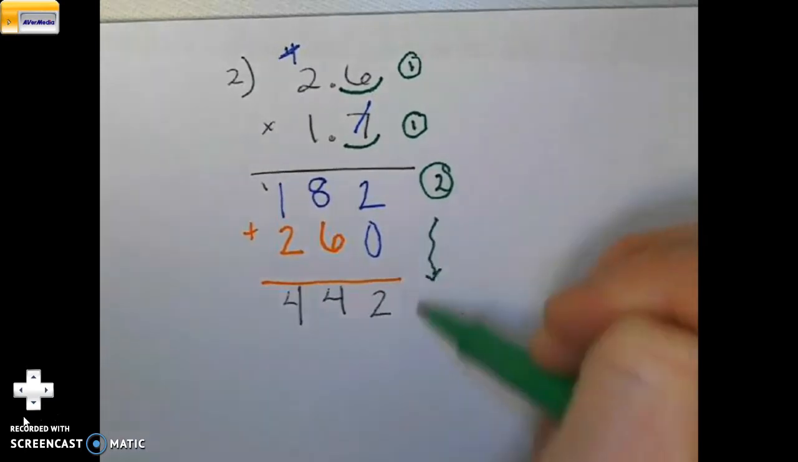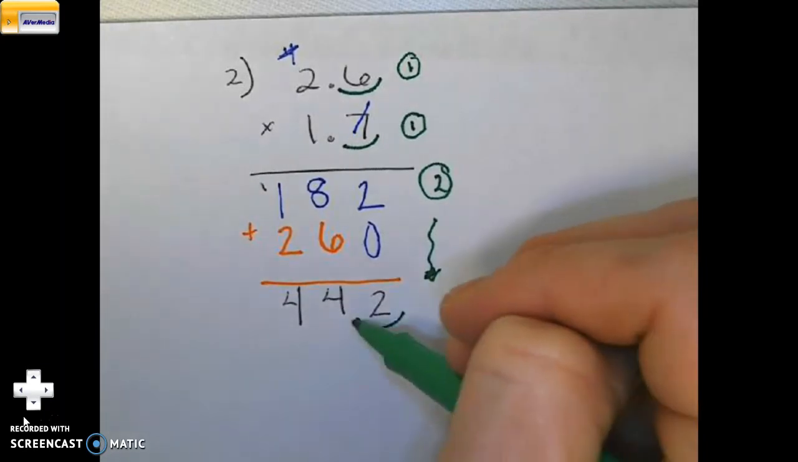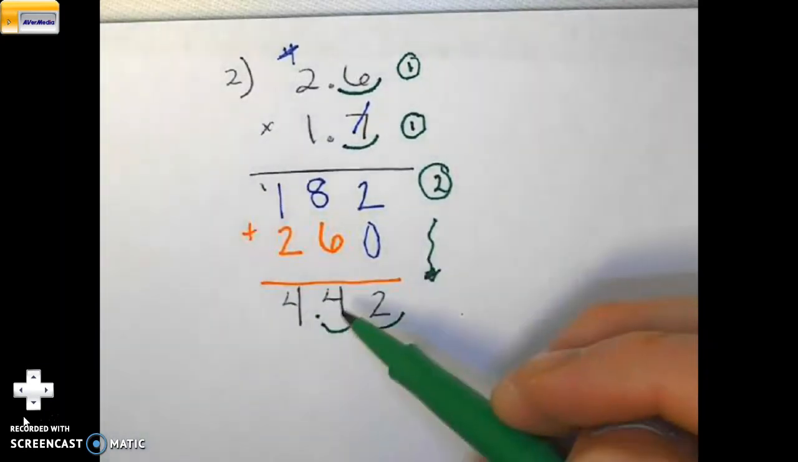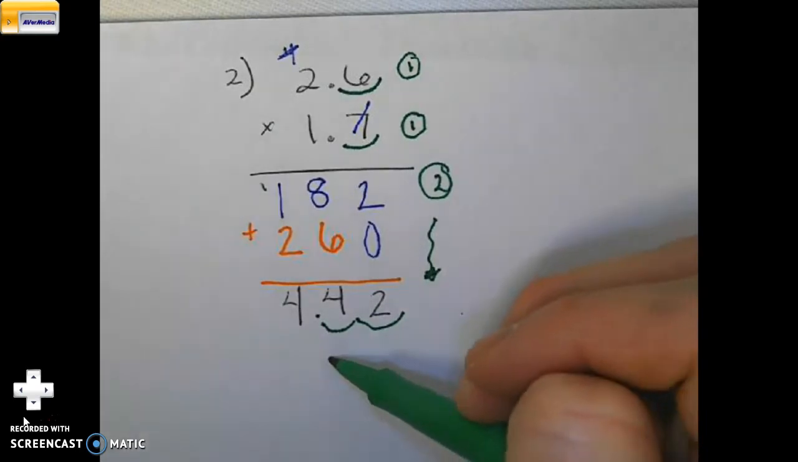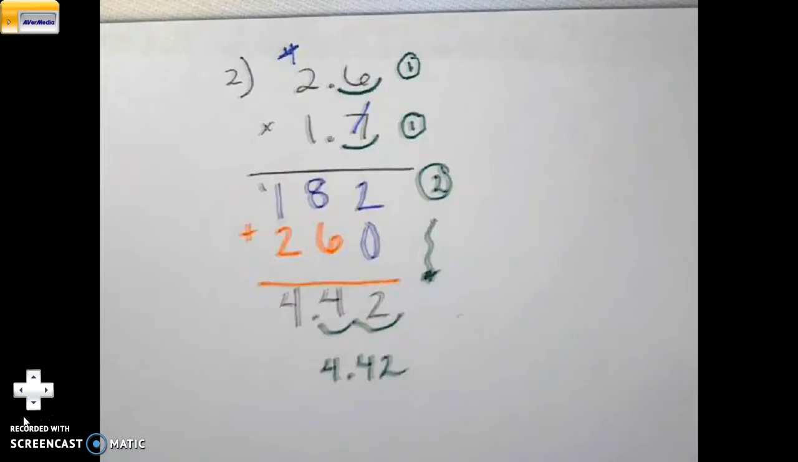This guy's going to scoot on down. I'm going to start here, and I'm going to go 1, 2. So that's my final answer. I'll even rewrite it so you can see it. 4 and 42 hundredths.